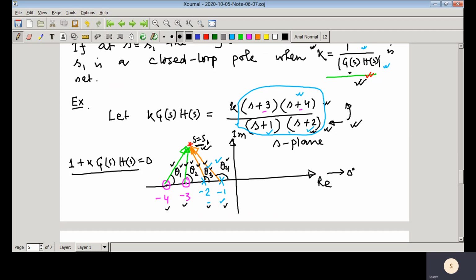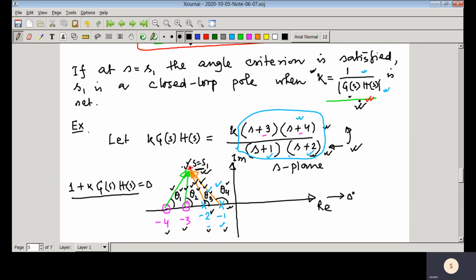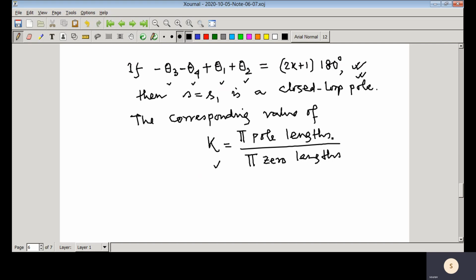If S equal to S1 is this point, then the length from this point to this particular pole is this one. Similarly, the length from this point to this other pole is this one, and so on. As we have seen, K is equal to 1 by the mod of G(s)H(s). So here K is equal to the product of all pole lengths divided by the product of all zero lengths.